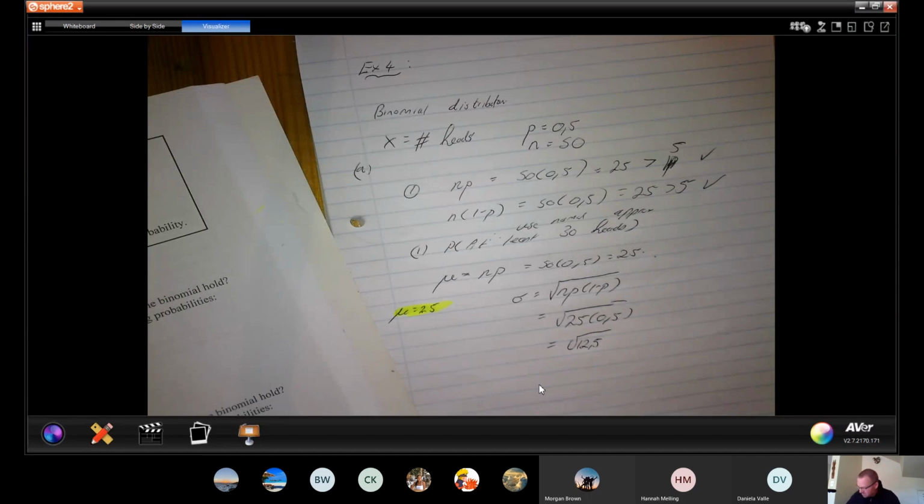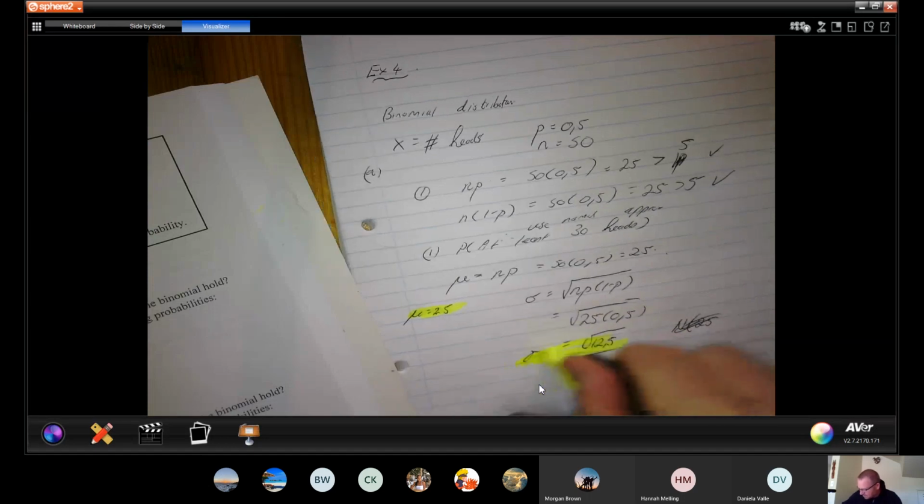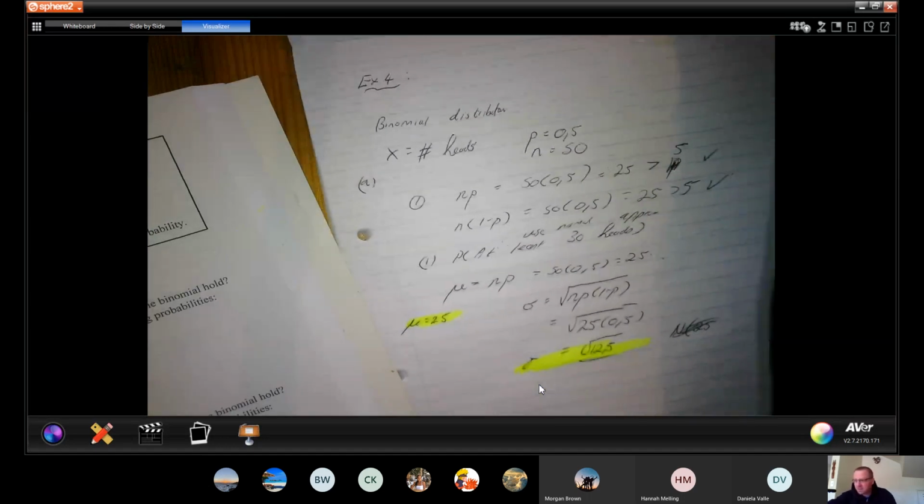Okay, so we have a normal distribution where mu is equal to 25. These are my two important parameters. So now this becomes a normal distribution question.